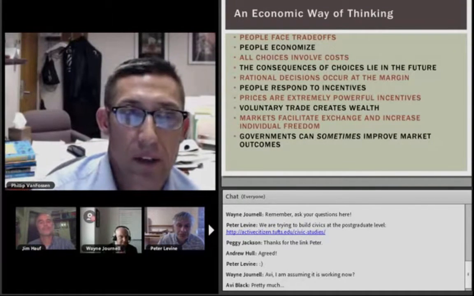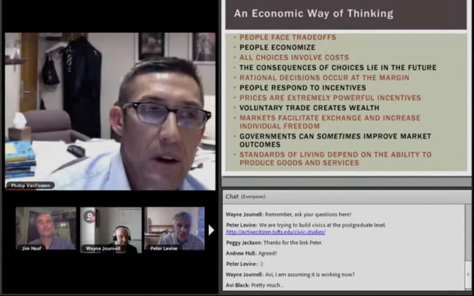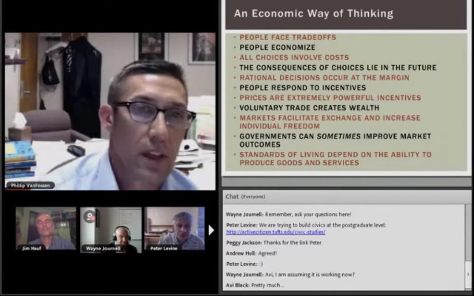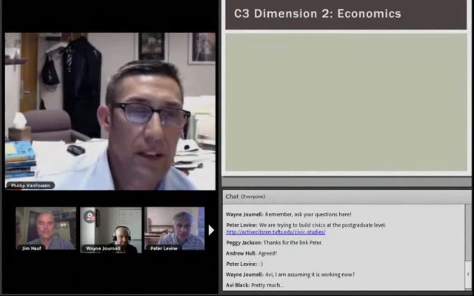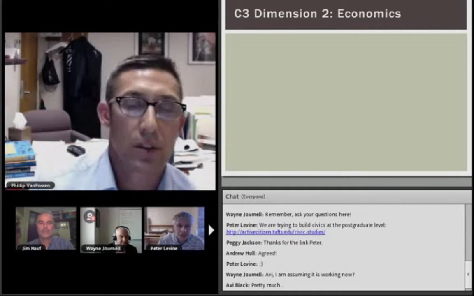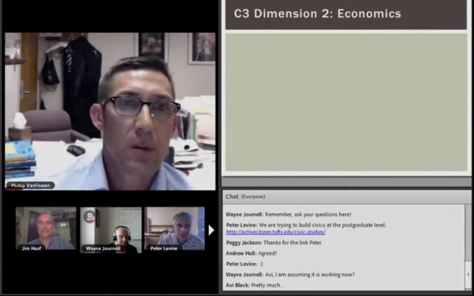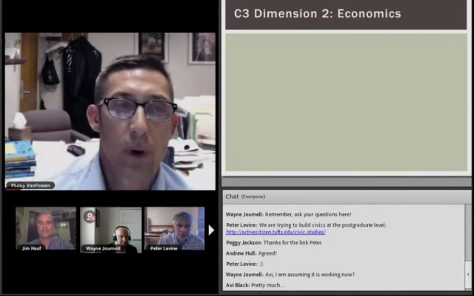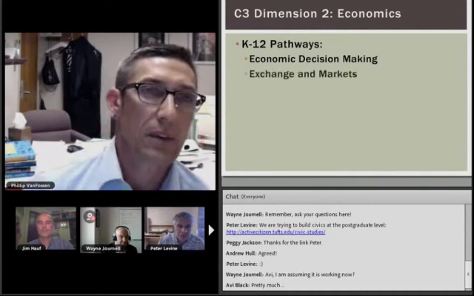So those 11 tenets could comprise an economic way of thinking, this notion of economics as a science of decision making. So how does that relate to the C3 and particularly Dimension 2? If you look at the four elements, the four pathways in C3 Dimension 2, the first of these is economic decision making. So clearly that's very appropriate and relates very closely. The second, exchange and markets, also related to several of those tenets. The third pathway is the national economy, and the fourth is the global economy.